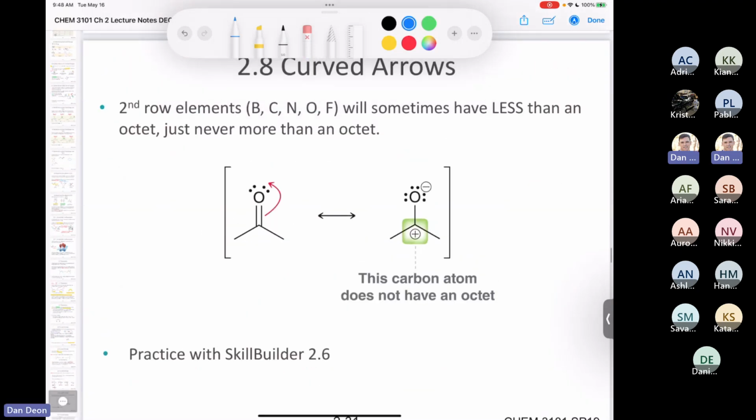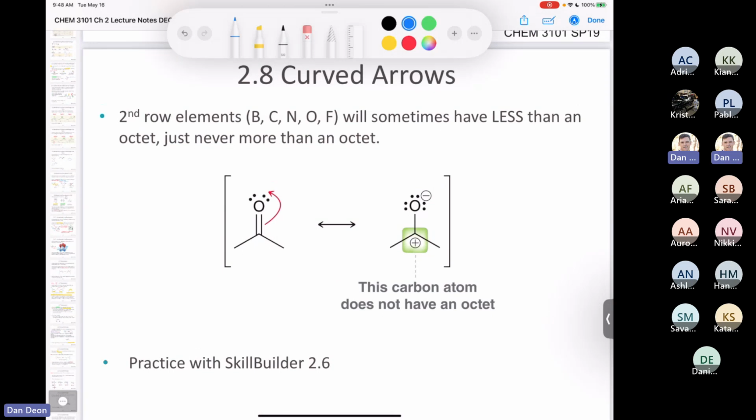All right. If you have a second row element, can it have less than an octet? Absolutely. And so if we look at this compound here, can we draw a resonance structure where we delocalize the pair of electrons in the pi bond between the carbon and the oxygen? Absolutely we can. Why can we do that?